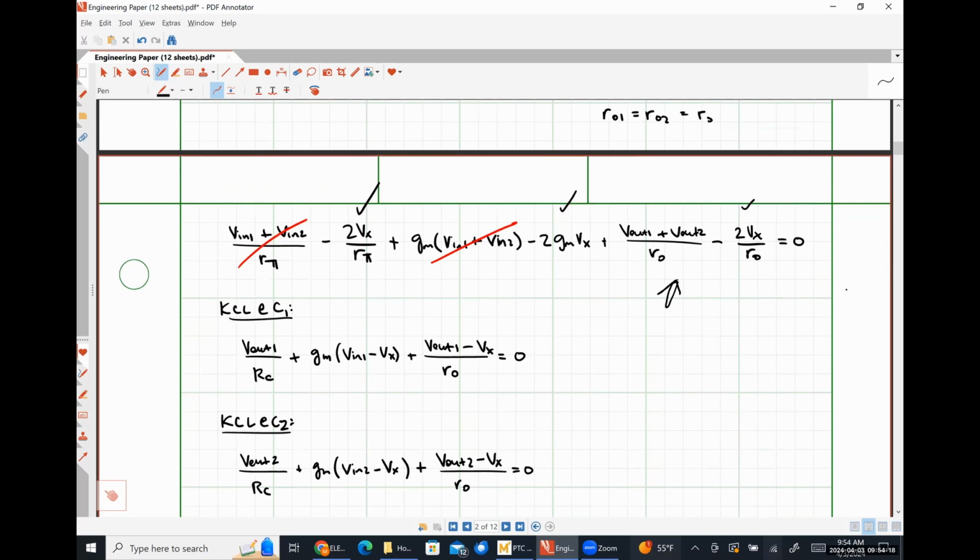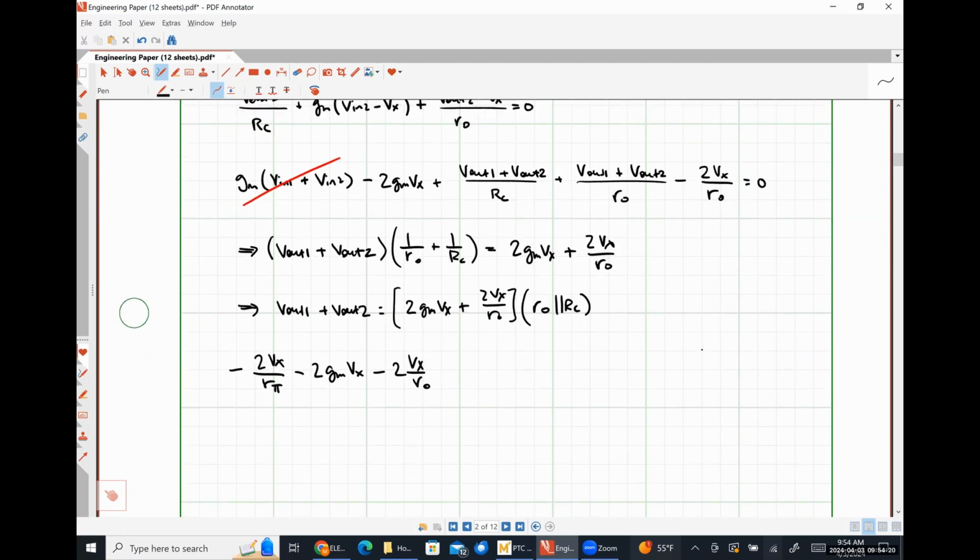So now I'm going to have plus (Vout1 plus Vout2) over R naught. So that's going to look like plus 1 over R naught times 2 GM Vx plus twice Vx over R naught. This whole thing multiplied by R naught in parallel with RC is equal to 0.